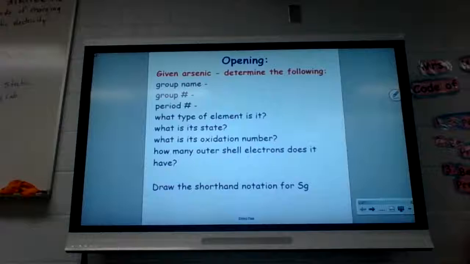All right, what's its oxidation number? -3. And how many outer shell electrons does it have? It has 5. You should be able to do that with every single element on the periodic table based on what we color-coded yesterday on a periodic table. Okay? If you can't, you will not pass tomorrow's quiz. Okay? So that's simple. Are you with me? Okay.